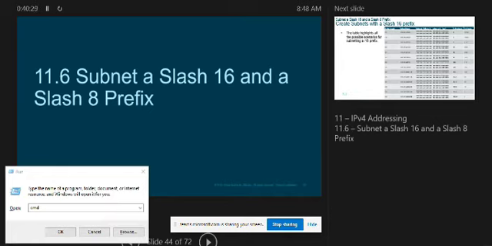So by borrowing 1 bit, you get 2 to the 1 networks. 2 to the 1 is 2, right? So everybody's in agreement that you all just saw 2 networks, a 192.168.0.0 and a 192.168.0.128, because I borrowed a bit.